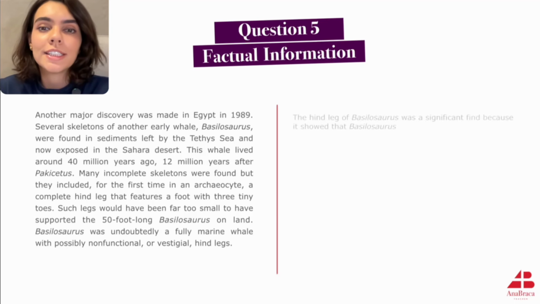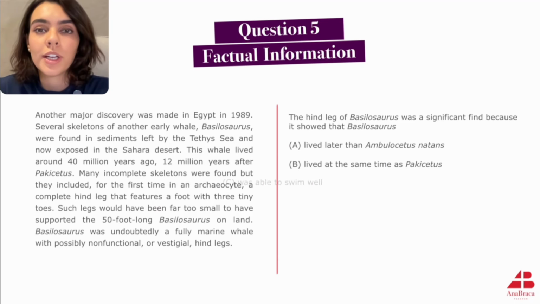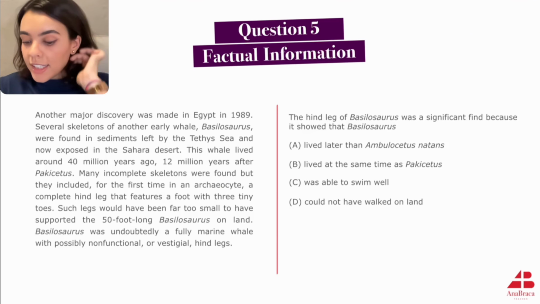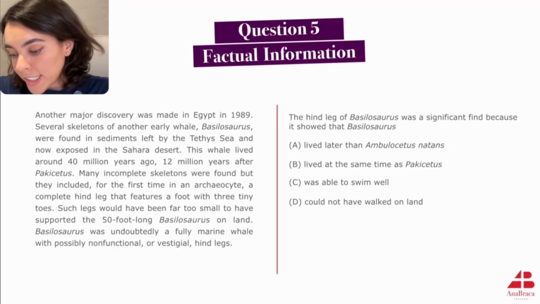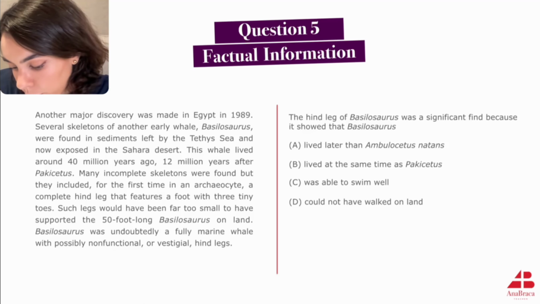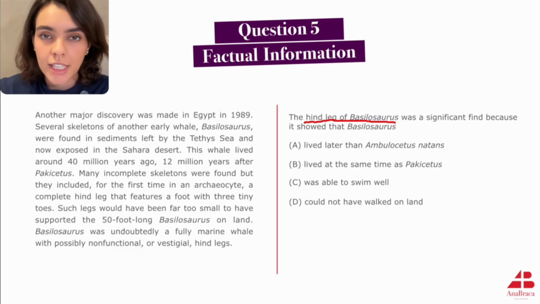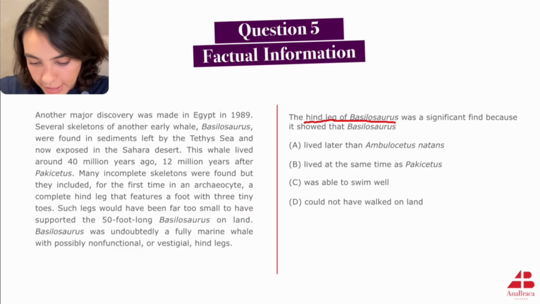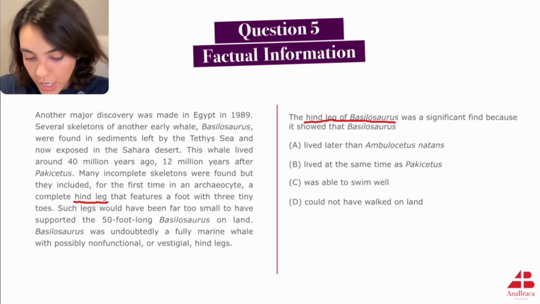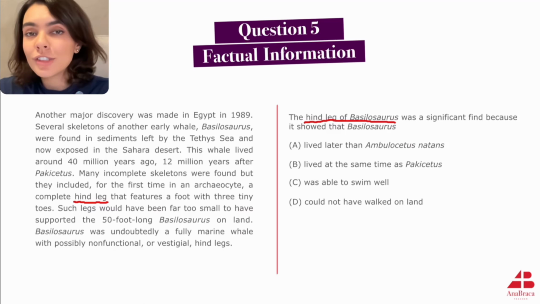Question 5 now, it's a factual information question. So we are looking for details here, right? So let's check it out. The hind leg of Basilosaurus was a significant find because it showed that Basilosaurus... So what are we looking for here in the text? We are looking for the hind leg of the Basilosaurus and the consequence of this finding. So we have to find this here in the text, and the hind leg is here. Okay, so we need to read around it. In this one, we will need to read a bit more to find the correct answer.